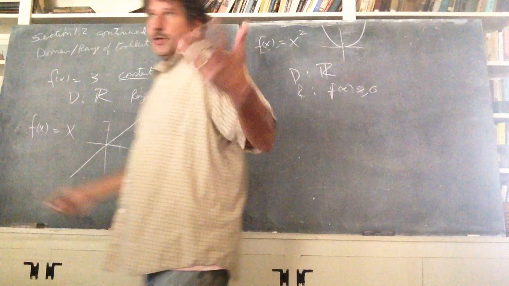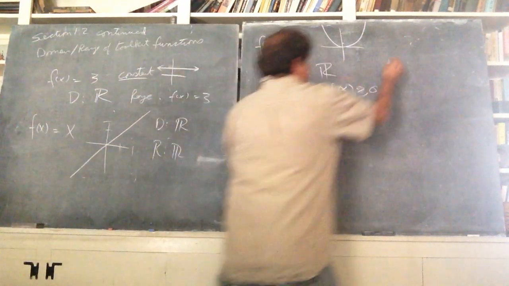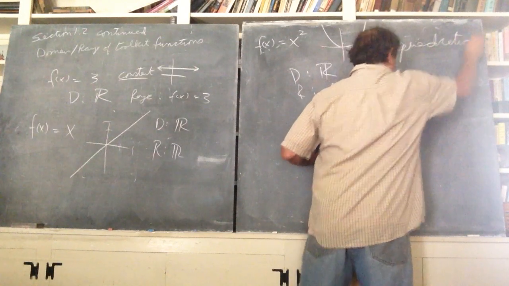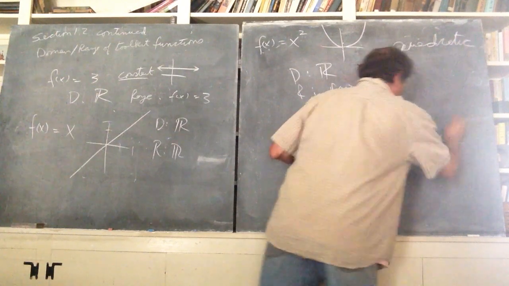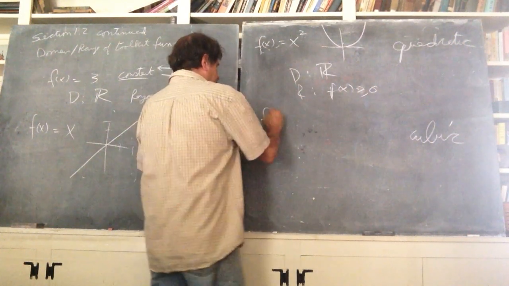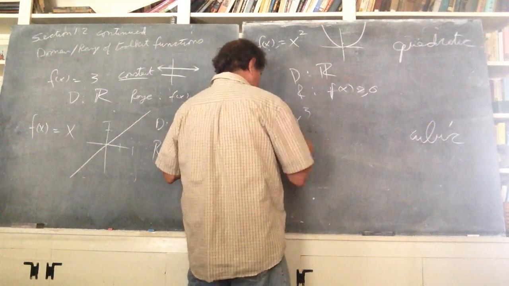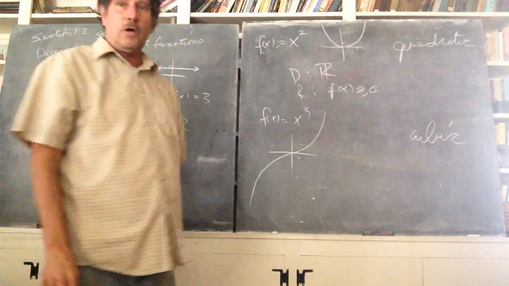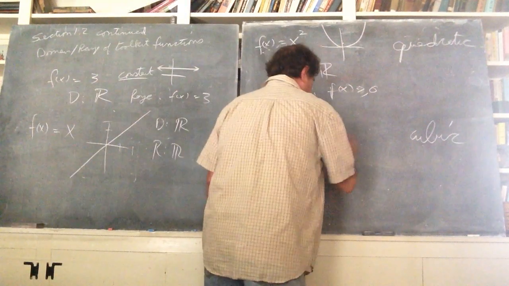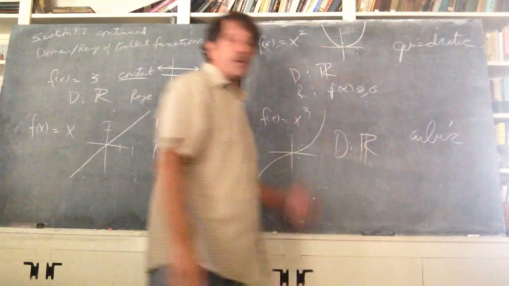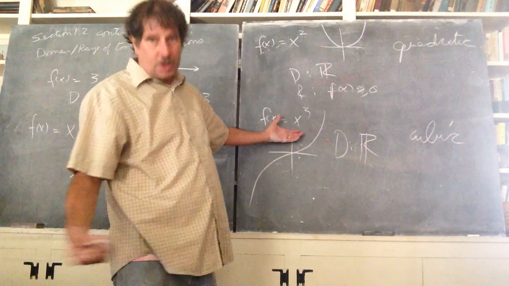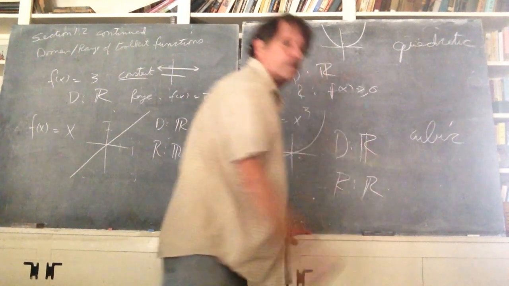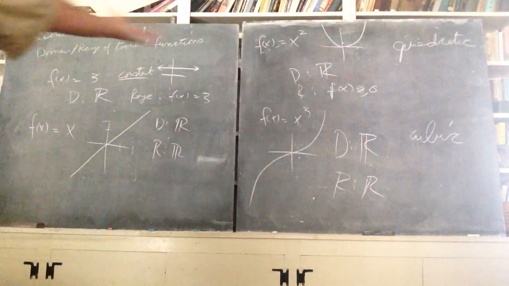This is called quadratic. And then the cubic function, f of x equals x cubed. Here's a picture of it. It looks like so. The domain is all the reals. It's a polynomial function, so you can put any x in you want. The range is also all the reals. Domain and range, all the reals for the cubic function.